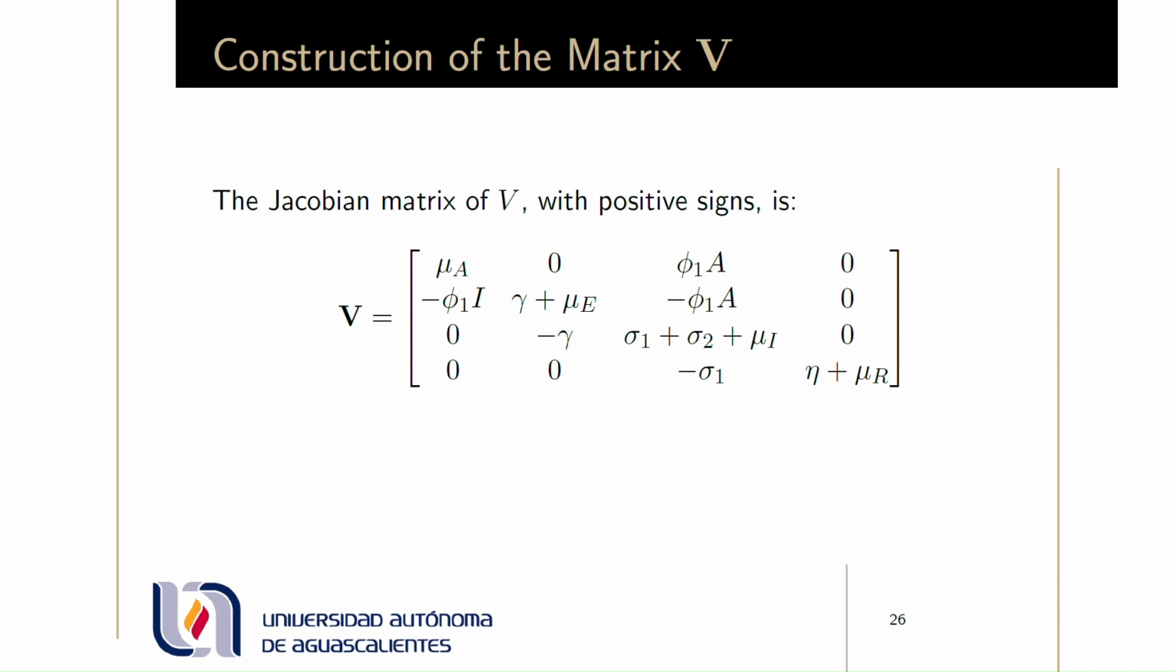Now we build the Jacobian matrix of V. This matrix includes positive sinks and reflects all transitions of infecting compartments. We will later compute its inverse.